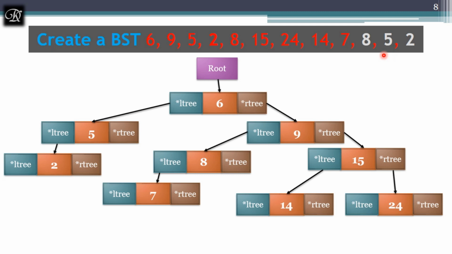So 8 is going to compare with 6, as it is greater than, it is going to compare with 9, it's going to be a left part of it, and it's going to compare with 8, and it is neither lesser than nor greater than, so it is equal, there is no place for it. Similarly, it happens with 5. Compare with 6, go to left part and check whether 5 is smaller than or greater than. No, it is not smaller than, it is not greater than, there is no place for 5 also. And take up 2, similar task will happen.